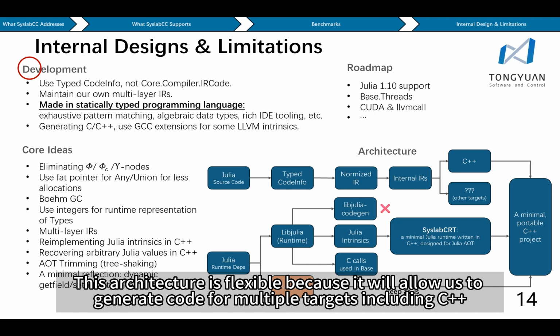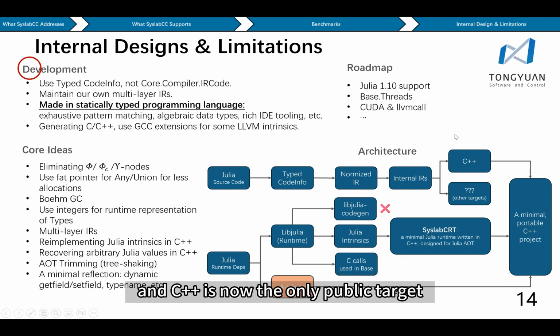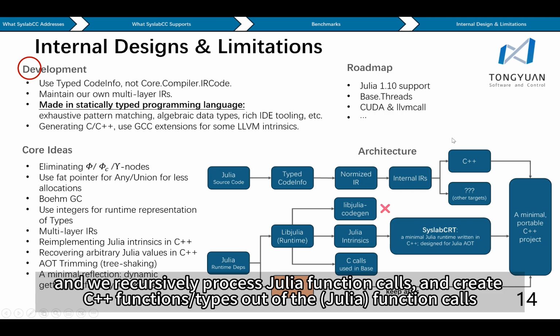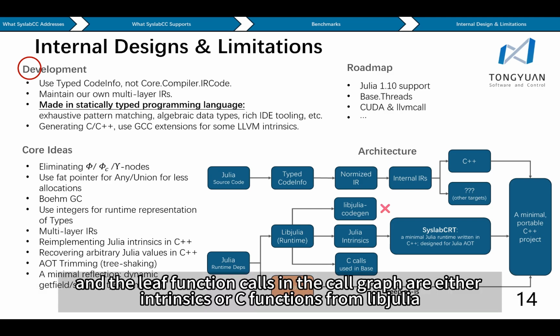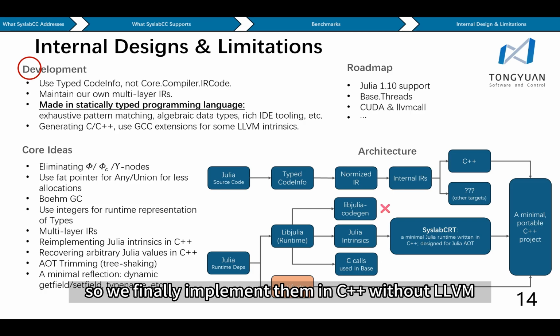This architecture is very flexible because it will allow us to generate code for multiple targets, including C++. And C++ is now the only public target. And we recursively process Julia function calls and create C++ functions and types out of the function calls. And the leaf function calls in the code graph are either intrinsics or C functions from libjulia. So we finally implement them in C++ without LLVM.